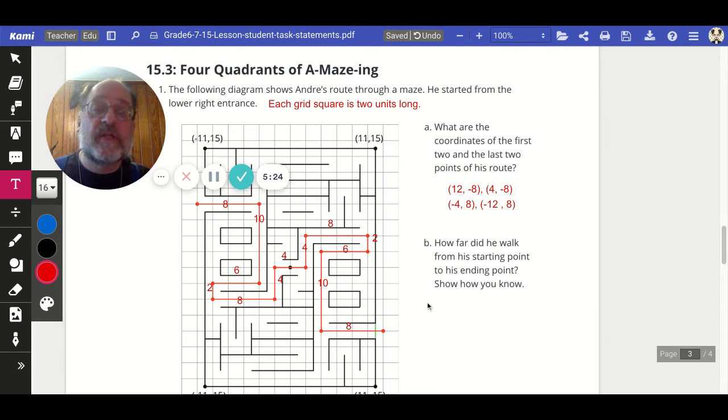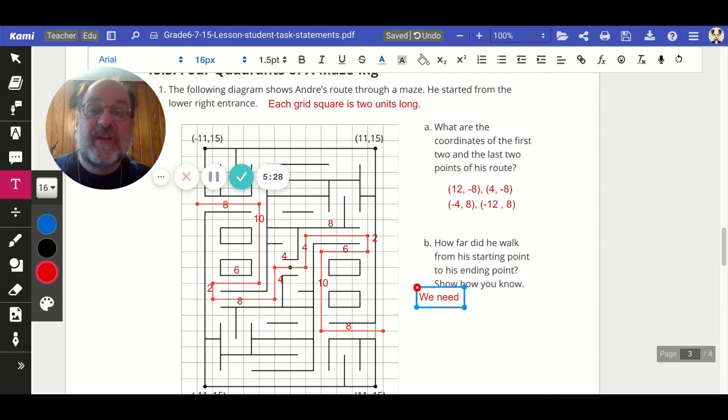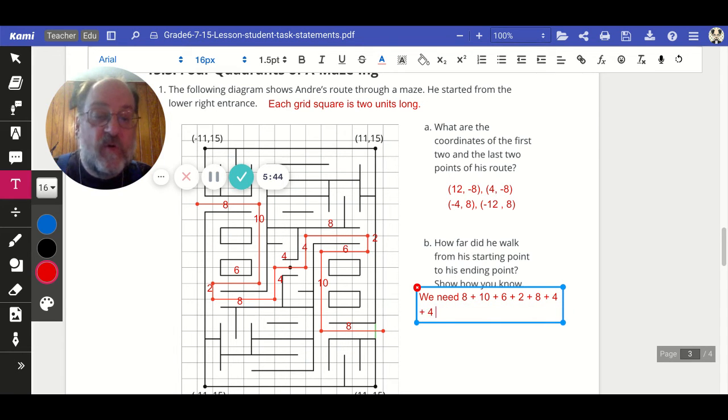So we need 8 plus 10 plus 6 plus 2 plus 8. And then I've got 4 plus 4 plus 4. And then I've got 8 plus 2 plus 6 plus 10 plus 8. Oh my goodness. Calculator or something to help us out here. I'm actually going to do this in a secret way. Notice that 8, 2, 6, 10, 8 is repeated over here. 8, 10, 6, 2, 8. So, okay, what is that going to be?